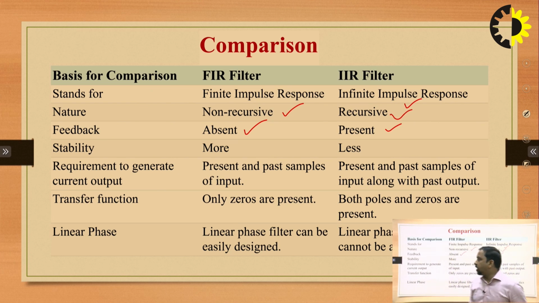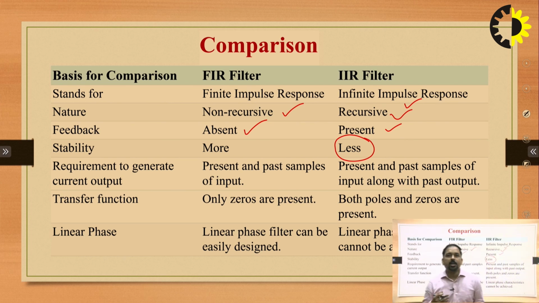Now from a stability point of view, since in the transfer function or the system function of an FIR filter we generally have unity in the denominator, FIR filters are inherently more stable in comparison with the IIR filters, because in IIR filters we'll have poles, and on the basis of poles we can comment upon the stability. So in general we can say that FIR filters are more stable in comparison with IIR filters.